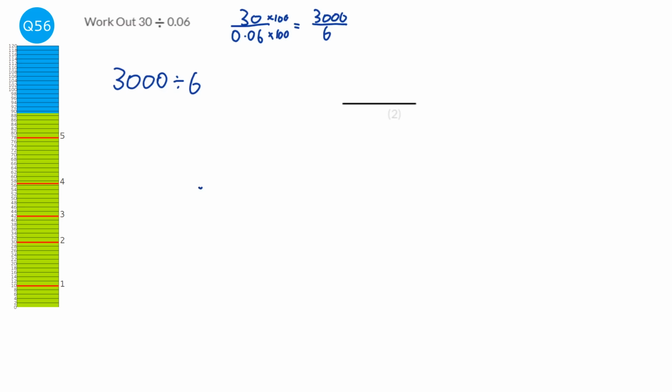So we're going to use the bus stop method to find out what that is. So we're going to divide that out. 6 doesn't go into 3, so carry that. 6 into 30 goes 5. 6 into 0, 6 into 0. So that's going to be 500.